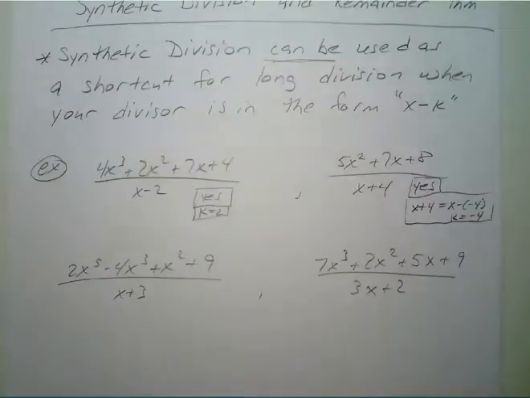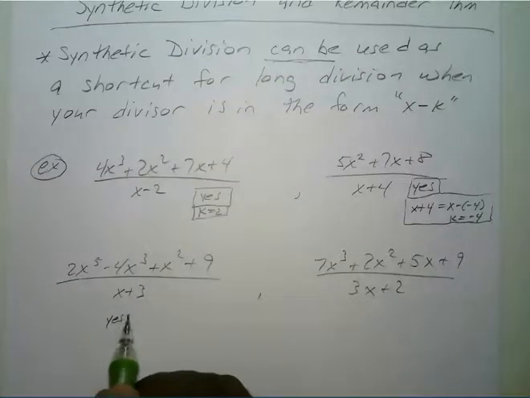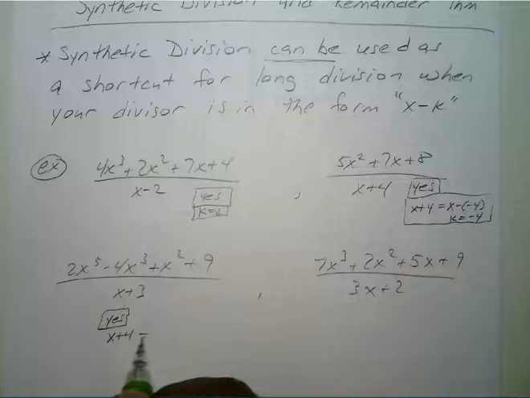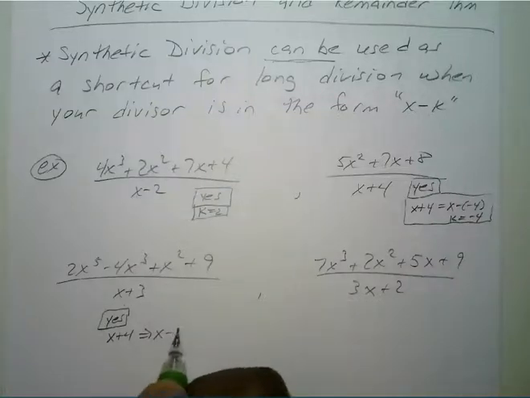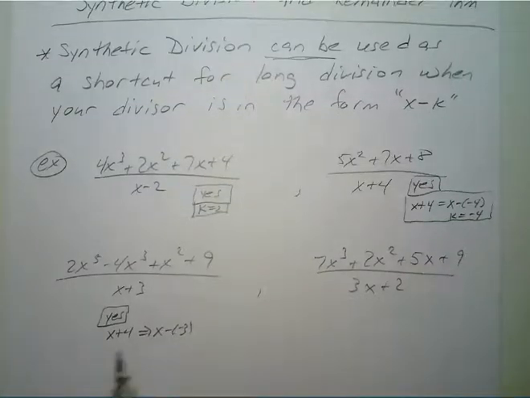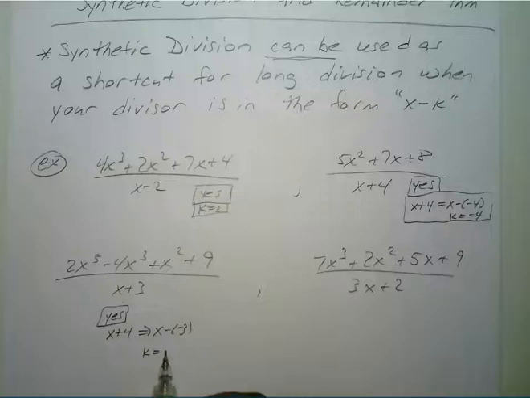So what about this one here? 2x to the fifth minus 4x to the third plus x squared plus 9 divided by x plus 3. Yes, for the same reason as this one, x plus 3 can be rewritten as x minus negative 3.